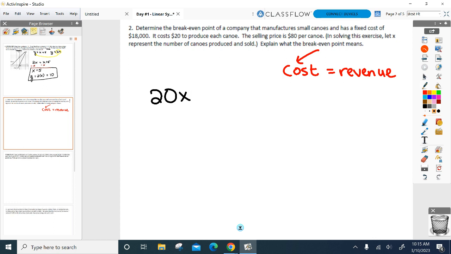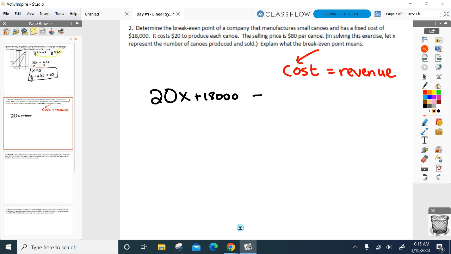Yeah, it costs 20, but what are we on the hook for no matter how many? The 18,000 also has to be included in the cost. Plus 18,000. Your fixed cost must be in there. So that's how much it's going to cost.